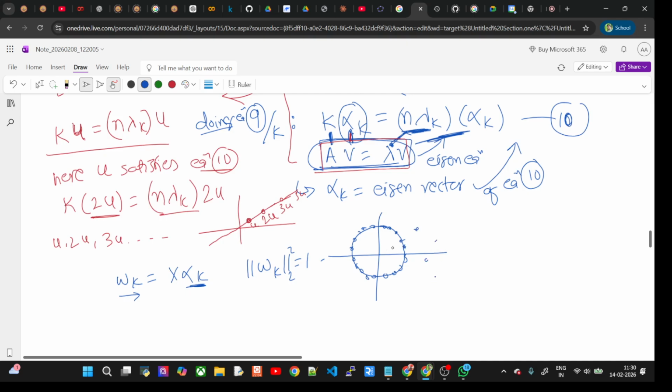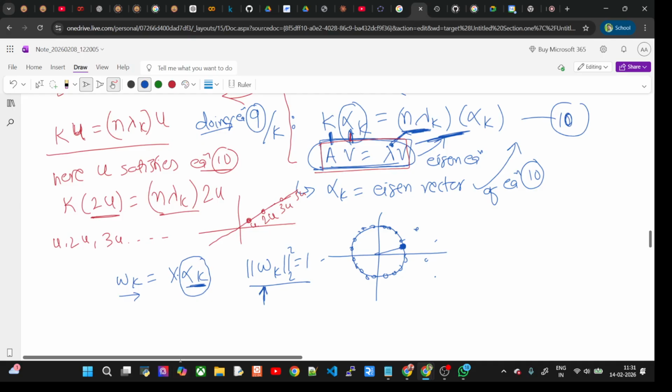I just need some wk which gives me unit length here, this wk on the unit circle. I don't want any wk outside the unit circle. I want everything on the unit circle. That's fantastic. You want wk on the unit circle, which means this kind of restriction you are having on wk. So because you are saying x into alpha k gives you wk, there should be some restrictions on alpha k, because you need some kind of alpha k which gives you wk of unit length 1. Don't take any alpha k like 2, 3, 4, 5, 6, 7. Take the alpha k which gives you wk of unit length 1.